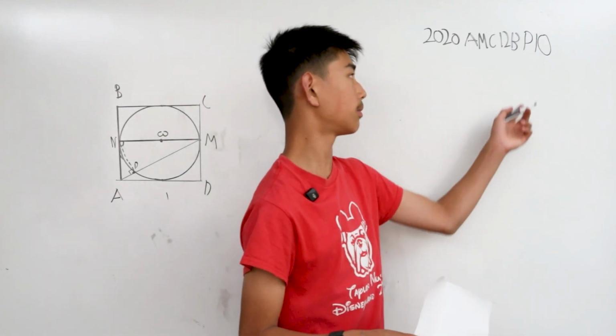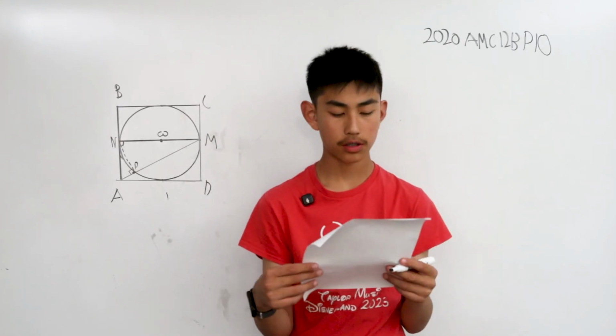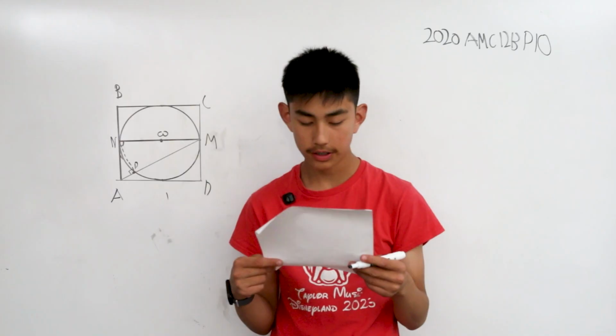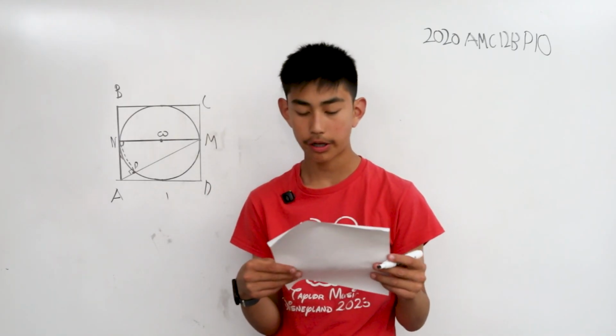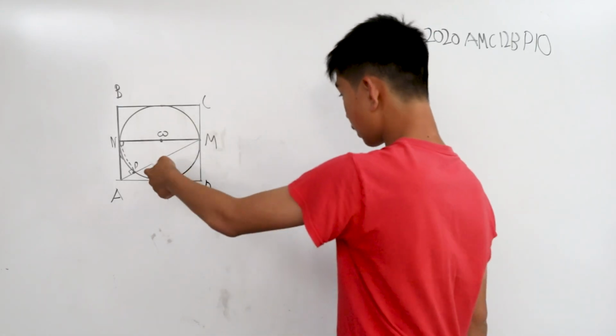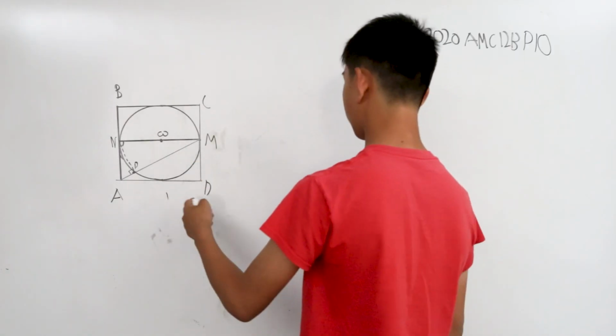We're solving problem 10 from the 2020 AMC 12B. In unit square ABCD, the inscribed circle omega intersects CD at M, and AM intersects omega at a point P different from M. What is AP? So this is point P here that lies on AM, and we have this.